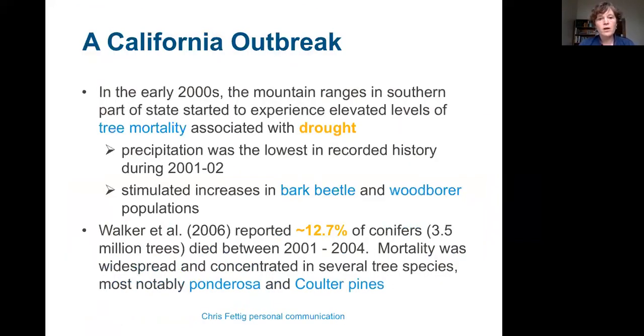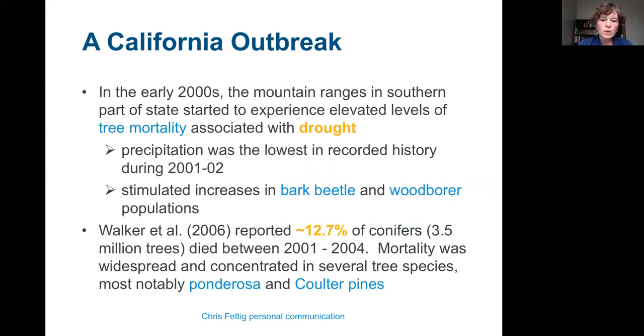Now, there was an outbreak of Western pine beetle in California in the early 2000s. These were in the southern ranges, around the San Bernardino Mountains. In the early 2000s, there were elevated levels of drought and then elevated levels of tree mortality. The 2001 and 2002 period was the lowest recorded precipitation in recorded history, which the 2012 through 2014-15 drought has since surpassed. And this stimulated increases in bark beetle and wood borer populations.